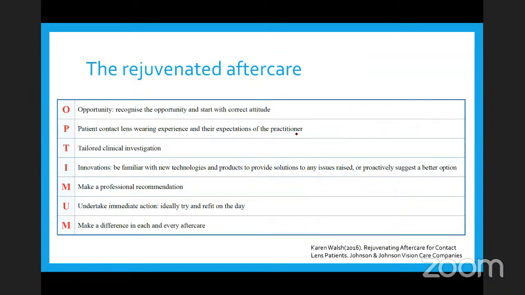And this is how you can rejuvenate the aftercare process. Again, this is a recommendation, I would not say a publication, by J&J Vision Care Company, and it has come out with this OPTIMUM rejuvenated aftercare, where O stands for opportunity. Recognize what the opportunity is, and you start with a correct attitude. You look at what the patient's complaint is, and then follow with P, which is the patient's contact lens wearing experience and the expectations of the practitioner.